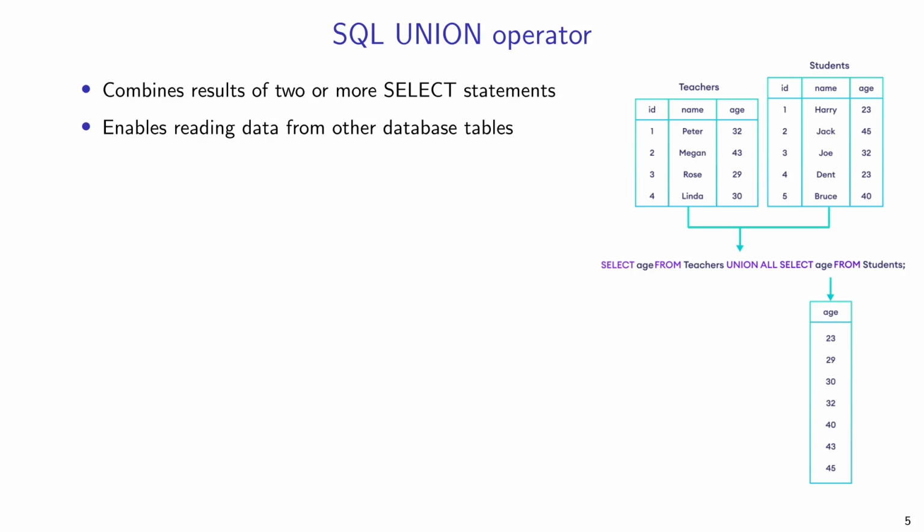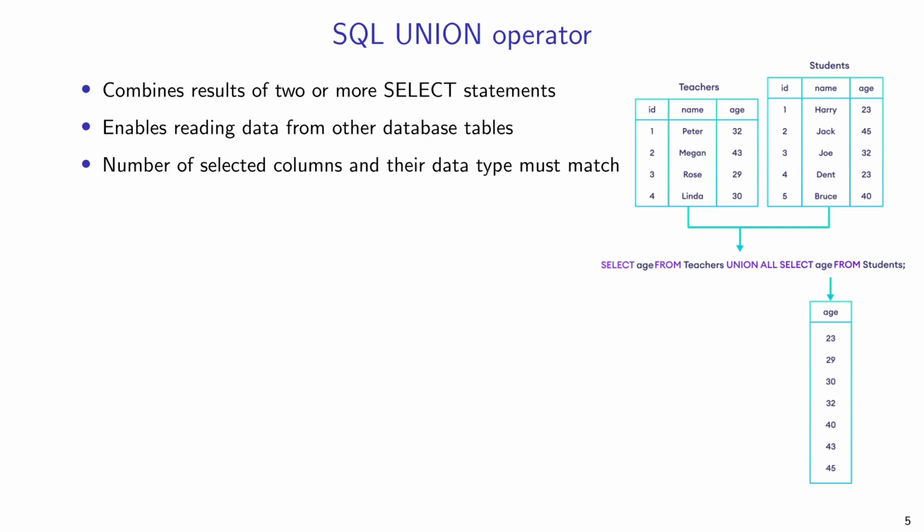Now, the requirement here is that the number of selected columns in both select statements and their data types must match. This means that if the leftmost select statement selects 3 columns, our union select statement must also select data from 3 columns. Otherwise, the SQL server would not be able to combine the results. In practice, the data types of the selected columns must not be exactly the same, but they must be similar. So there is some flexibility.